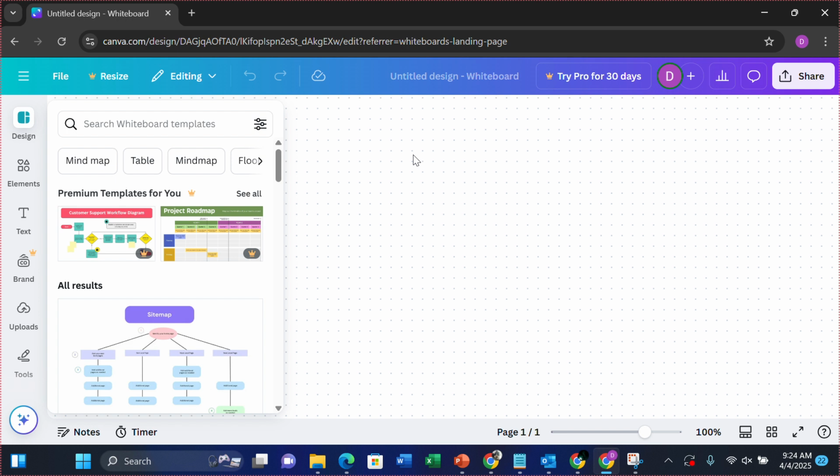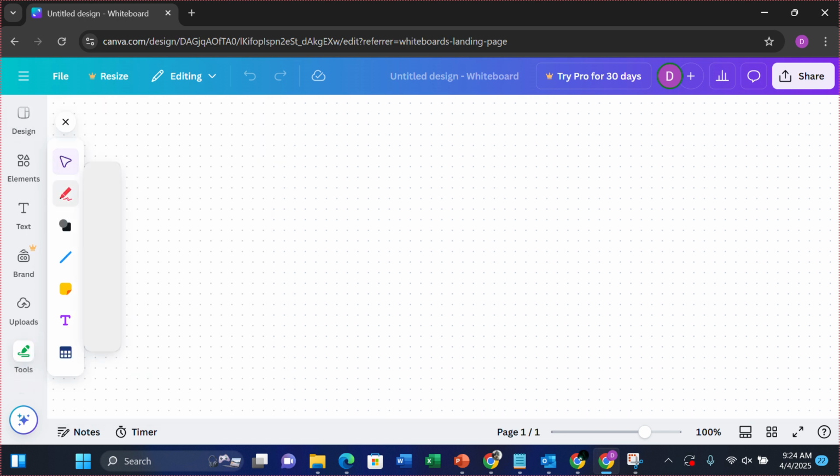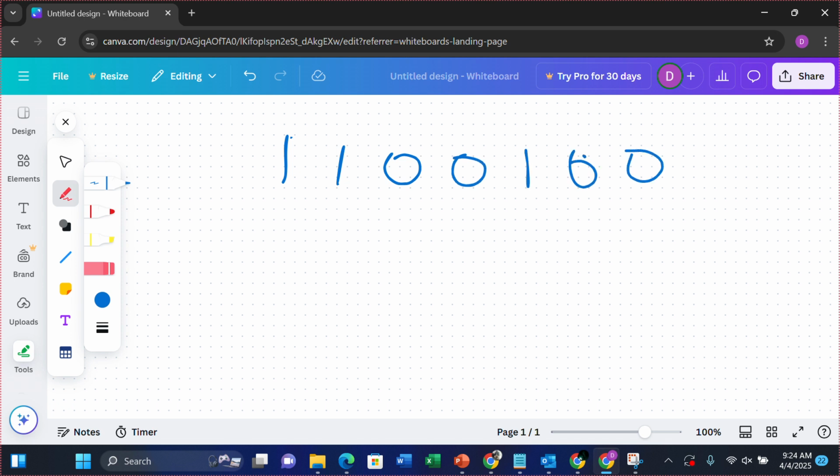So let's assume we have a binary number of, say, let me get my pen. Say we have a binary number of, say, 1 1 0 0 1 0 0 0, right? And let me just clean this. This is 0, okay? Okay, so we have 1 1 0 0 1 0 0 0. I want to convert this binary number to decimal.